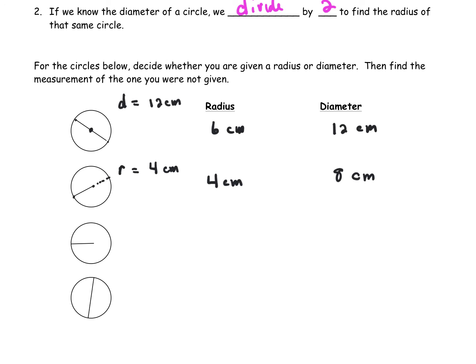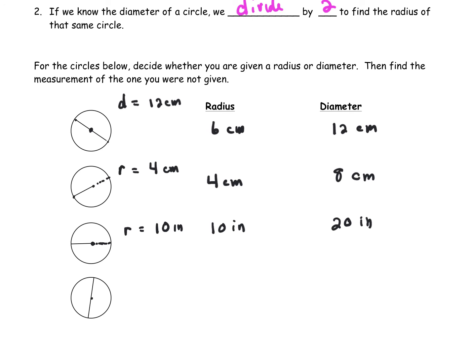If I look at this particular circle, again, this is a radius, and let's make up a measurement. We're going to say R for radius, and let's say this is 10 inches. What I'd like you to do is figure out what you think the diameter is. Well, if I have a radius and I multiply it by 2, then I'm going to get 20 inches.